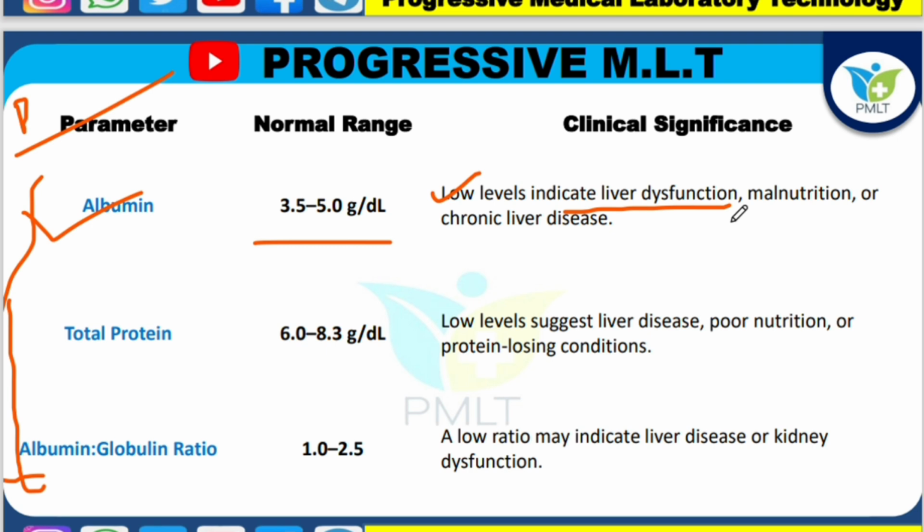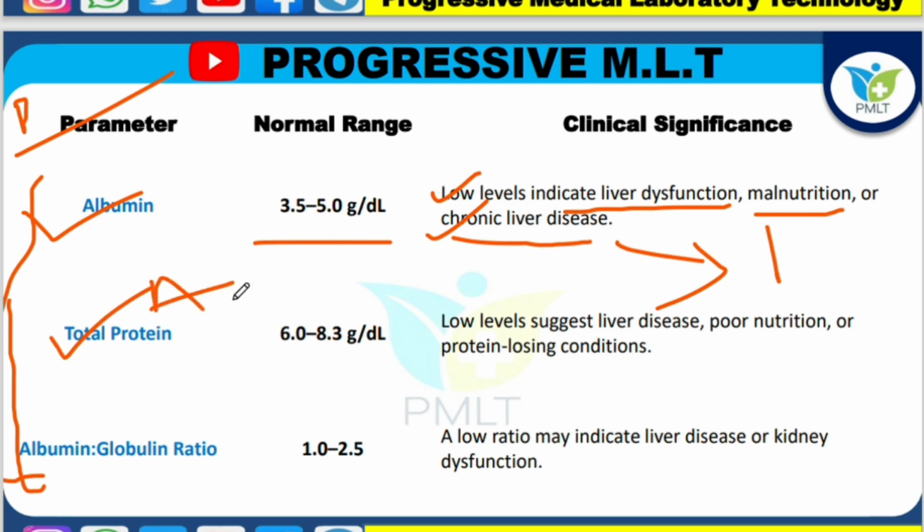Malnutrition means deficiency of protein-related food, a deficiency of protein in the diet. That is called malnutrition. After that, chronic liver disease means a patient is suffering from liver disease for a long time, over many days, with liver-related disease. That is called chronic liver disease. After that, total protein, which is A plus G, that is albumin and globulin. What will be the range? 6.0 to 8.3 gram per deciliter. You have to just memorize it.